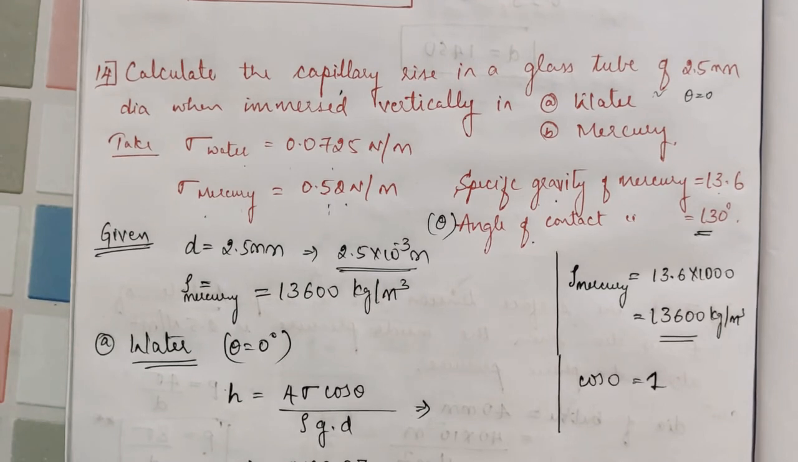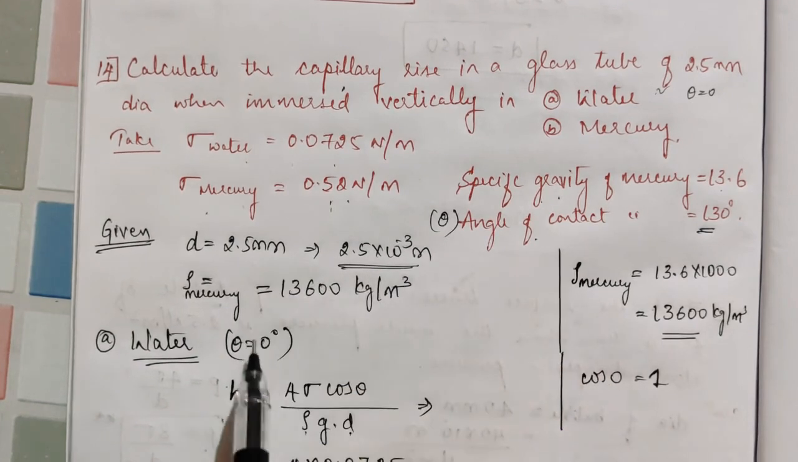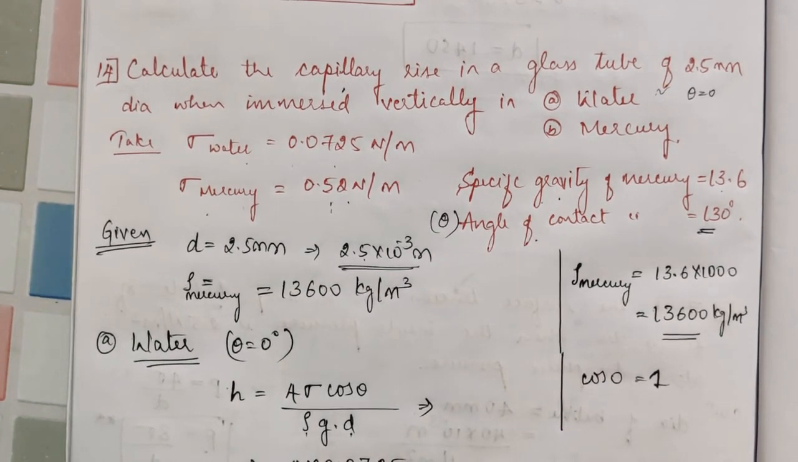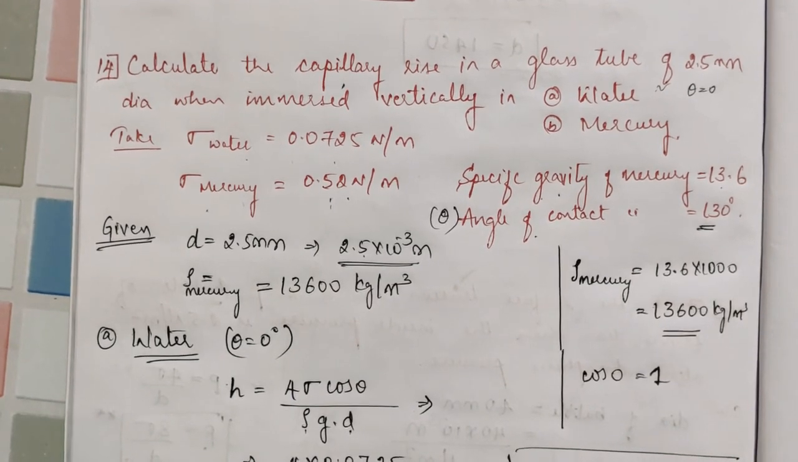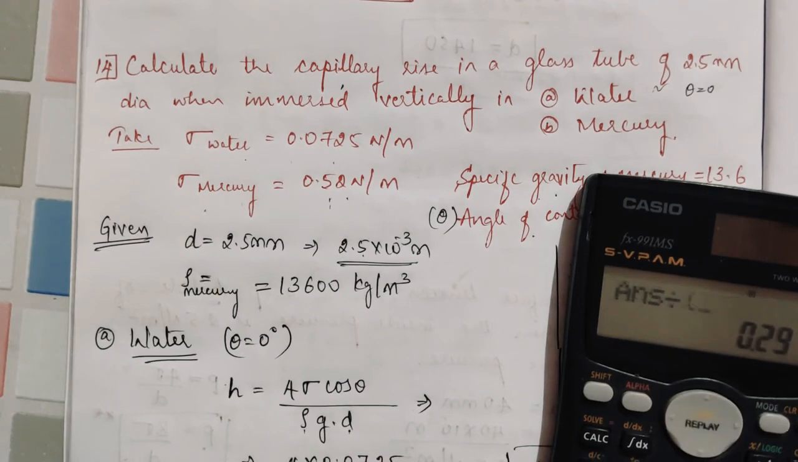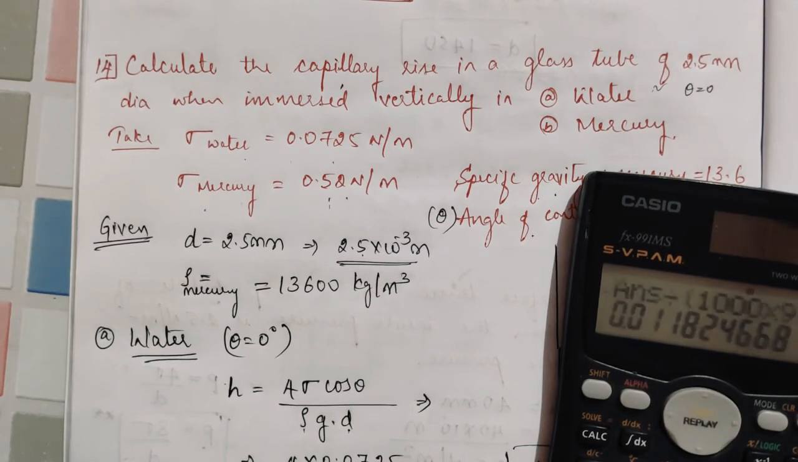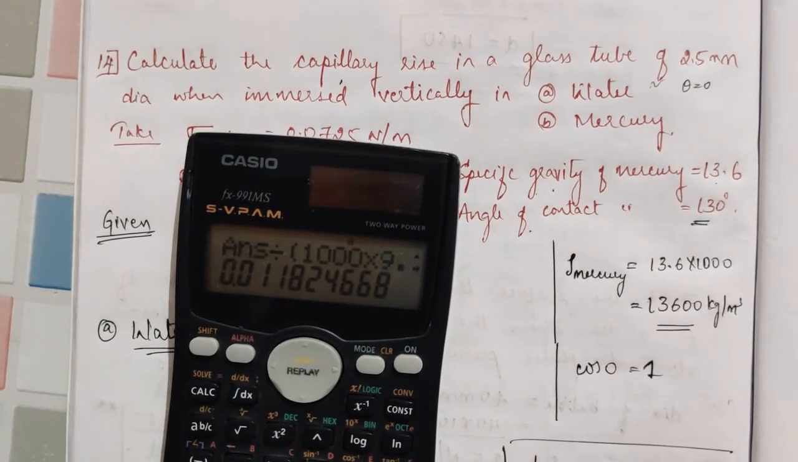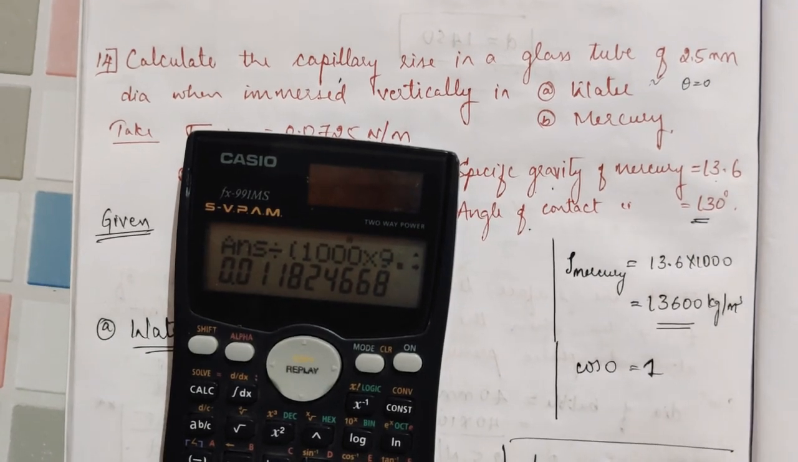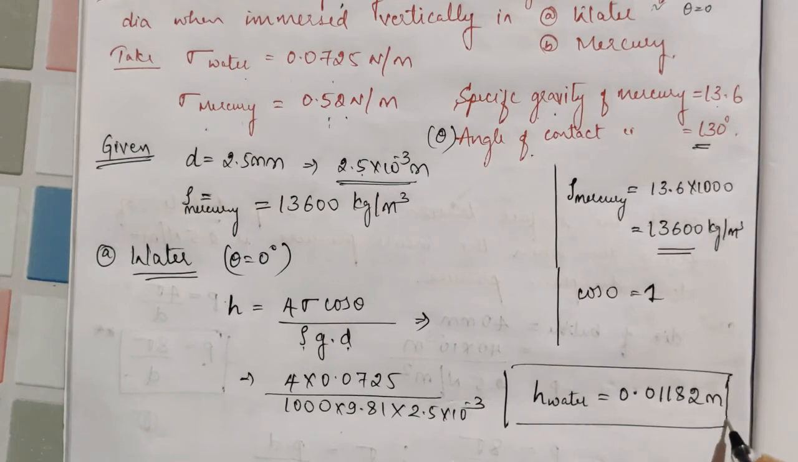Now what will happen? 4 into 0.0725 divided by 1000, the density of water, into 9.81, the acceleration due to gravity, into D, which is 2.5 into 10 power minus 3. So the height of water, on calculating, is 0.1182, and this is in meter.